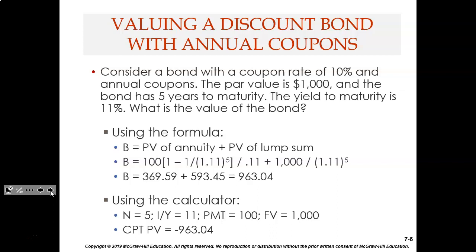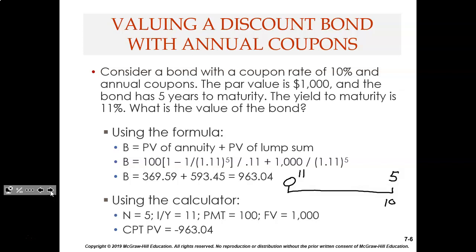Here's an example of a bond. I'll do this one with you. Considering a bond, coupon rate of 10%, annual coupons, right? Par value of $1,000 and has 5 years to maturity, a yield to maturity of 11%. We have the formula there. We could put this on our timeline. Okay, draw that out. We have 5 years to maturity. We're looking for a yield to maturity of 11%.